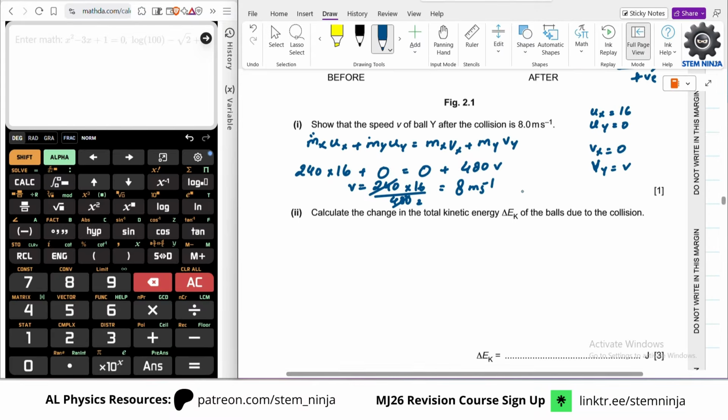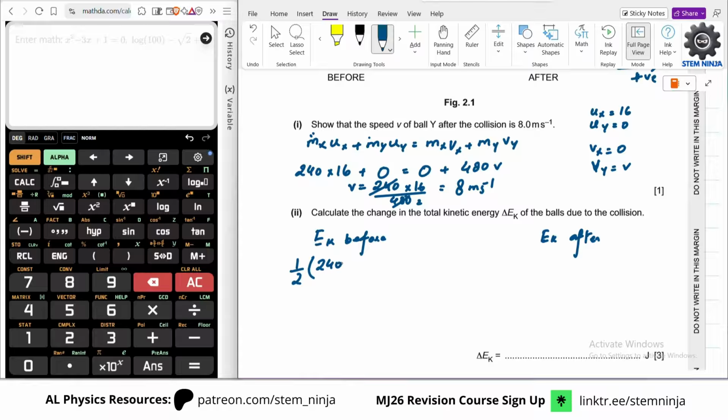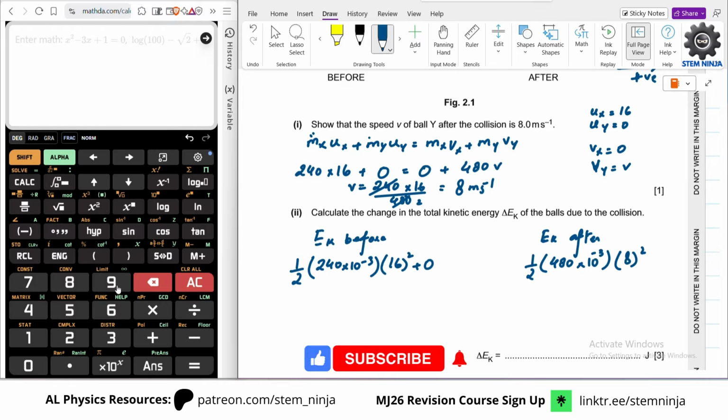Calculate the change in total kinetic energy of the balls due to the collision. Okay, so EK before and EK after. So EK before is half, and now we need the mass in kilograms, 240 times 10 raised to power minus 3, velocity 16 whole squared plus 0. And now we have half times 480 times 10 raised to power minus 3 and 8 squared.